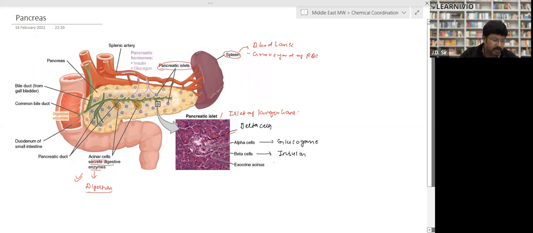And again, there are some more cells. They are called delta cells. They secrete a hormone called somatostatin. So they secrete hormones called somatostatin, glucagon, and insulin. Right? So please start noting down.